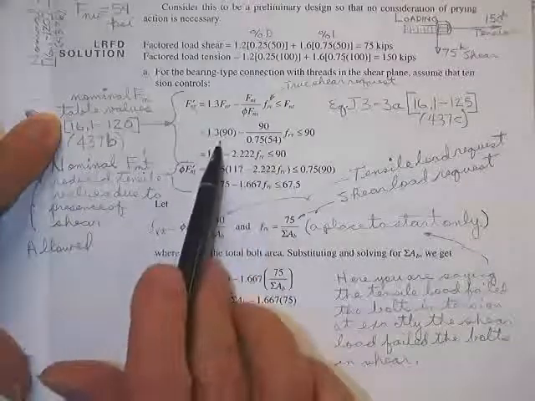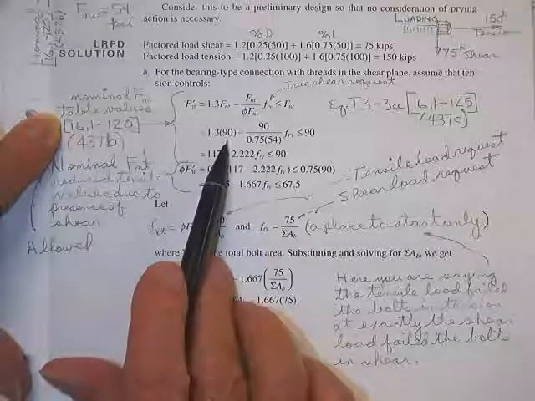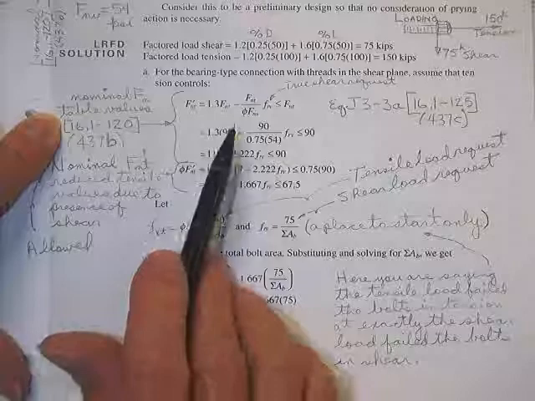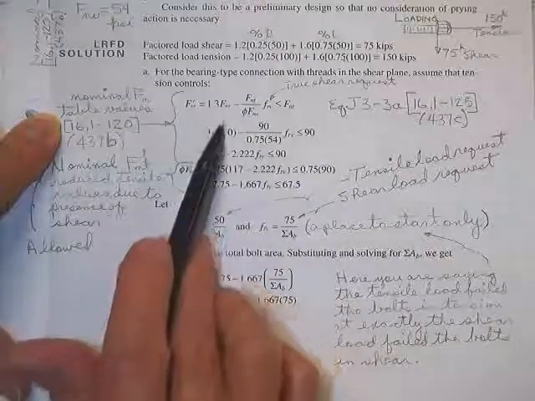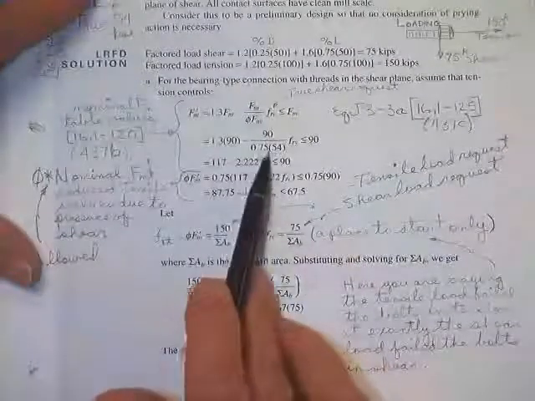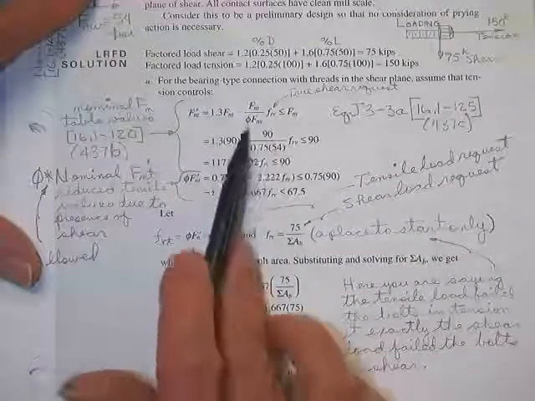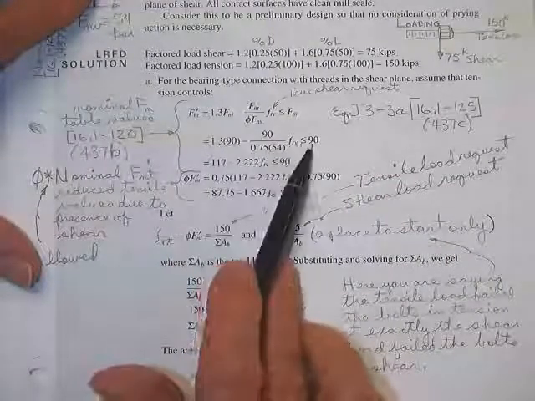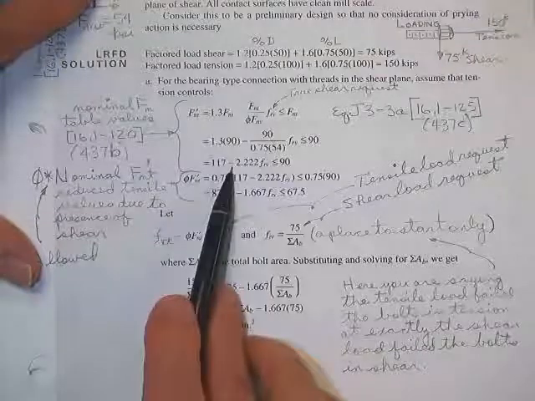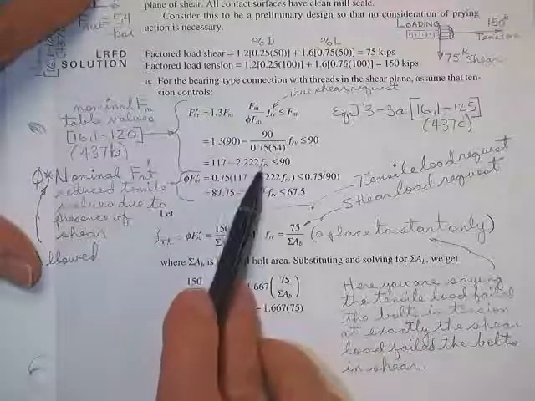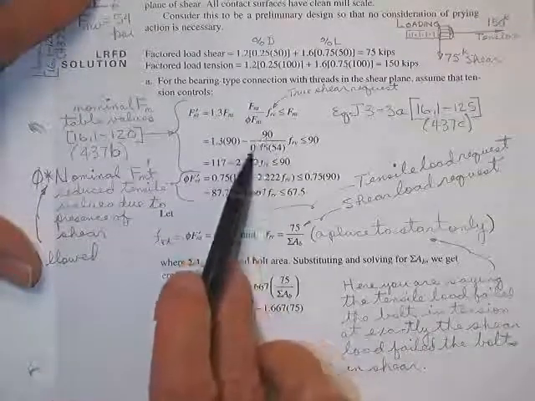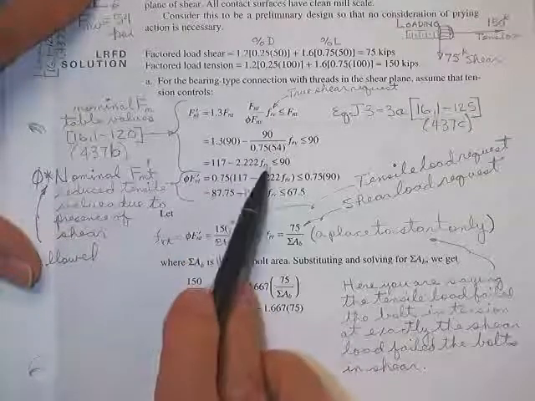He says, okay, now let's go ahead and put in our numbers for this bolt. F sub NT was 90. That was this guy up at the top. Go ahead and put in the 54 at the same time. There's the 90, there's the 54, there's the 0.75, and it must be less than 90. This works out to 117 minus 2.22 times F sub NV, calculator number right here, but it's got to be less than 90.